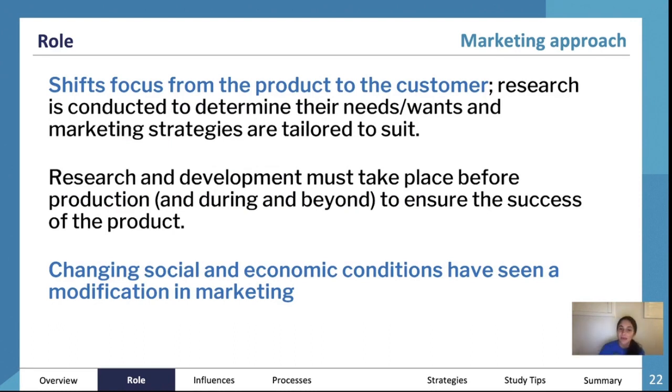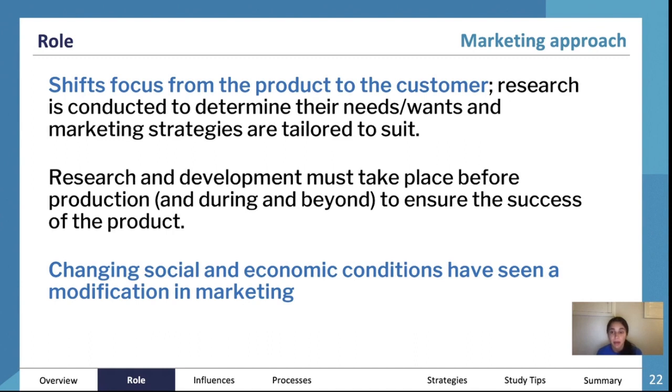So the marketing approach, and the difference with this, is that the focus shifts from the product to the customer. So in the selling approach, they're really focusing on forcing that product, while in the marketing approach, it's purely about the customer, and it really links back to customer orientation and making sure they're at the center of the business. Research is conducted to determine their needs and wants, and marketing strategies are tailored to suit. So in the selling approach, there's no research, they're just trying to persuade people that they need the product.